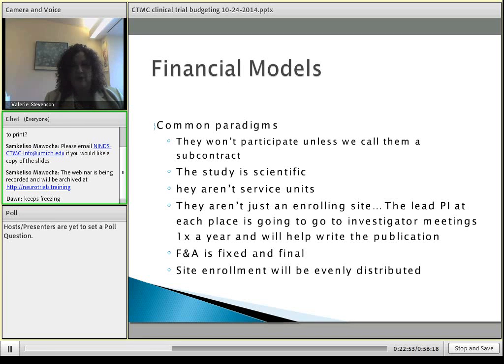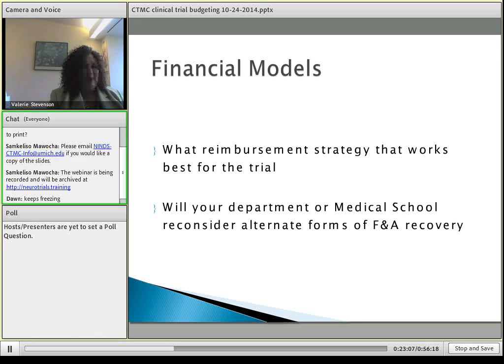So when we're talking about what the best reimbursement strategy is, it could be that you're paying and supporting the effort for a site PI and a coordinator. The good part about that is that they're available. But many times, if you don't get started right away, you're utilizing resources that you may not need while you're getting started. And then again, there's the issue of whether or not your institution can work with you on your F&A recovery. So again, what works best for you in your study?